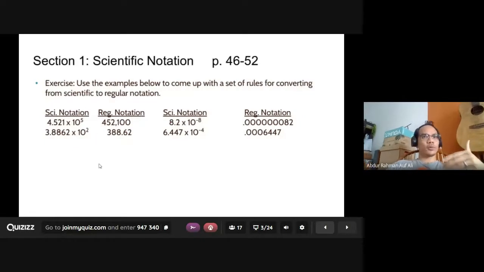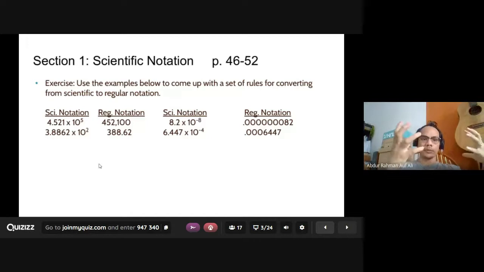What is scientific notation? Kita dah establish apakah itu significant figure. So apakah itu scientific notation pula? So scientific notation is basically cara kita nak tulis number yang terlalu besar ataupun nombor yang terlalu kecil. So for example here, regular notation, nombor yang biasa 452,100. So scientific notation, kalau kita nak tulis this value dalam scientific notation, we can write the value dalam bentuk macam ini.